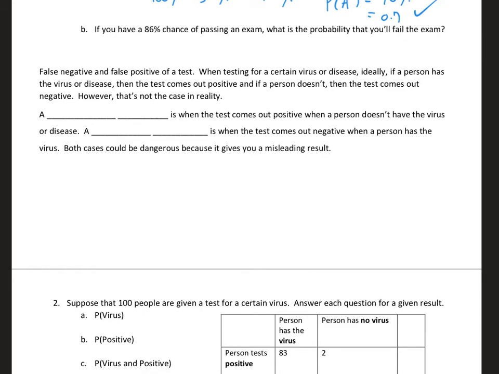That's why they use this false language. A false positive is when the test comes out positive when a person doesn't have the virus. A false negative is when the test comes out negative when the person actually has the virus. So these are cases where we get a wrong result. How is it possible that I have a virus but my result comes out negative? That's why it's called a false positive or false negative result. Both cases could be dangerous because they give you a misleading result, but in reality that happens.